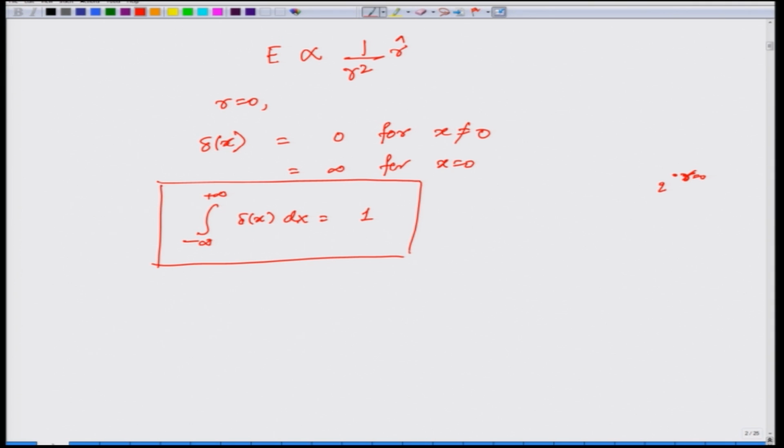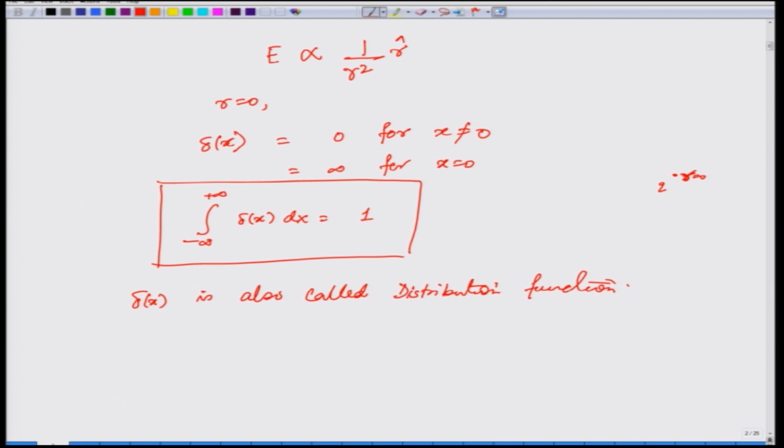In fact, the delta function is not a function, it is called a distribution. Delta x is also called a distribution function. It means it takes a value at the point where x equal to 0, otherwise it is 0.